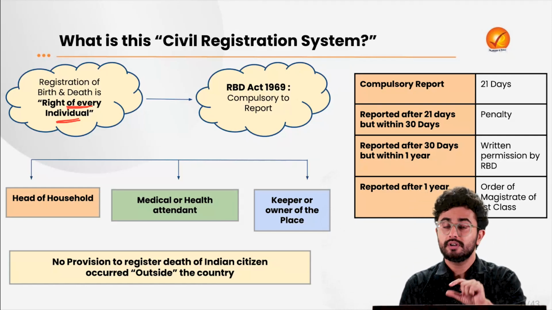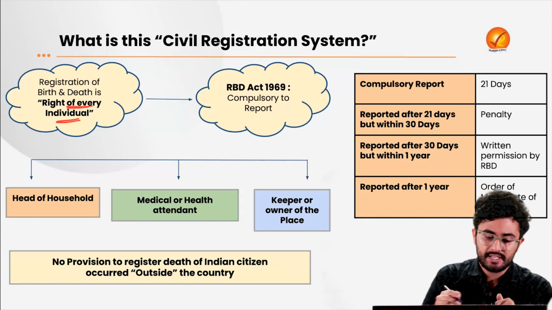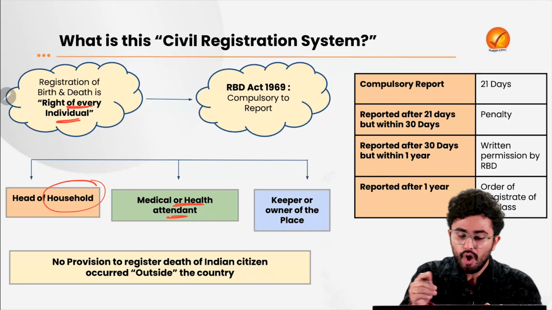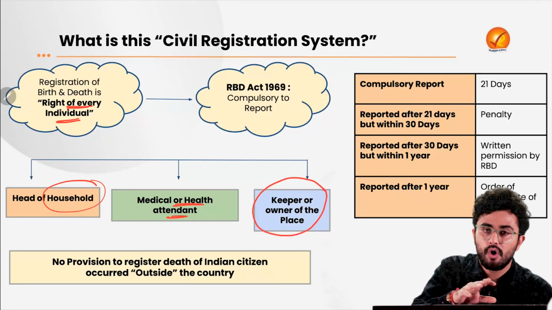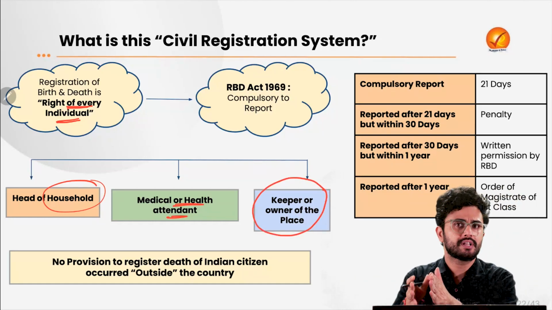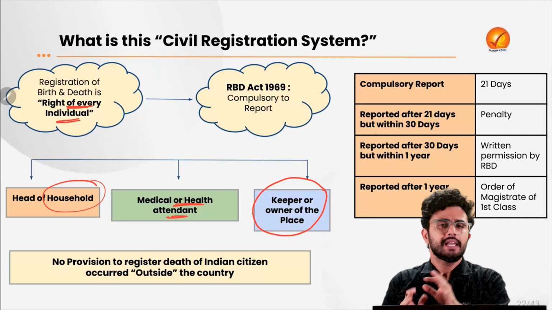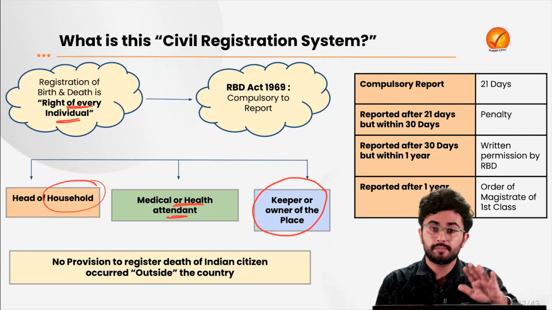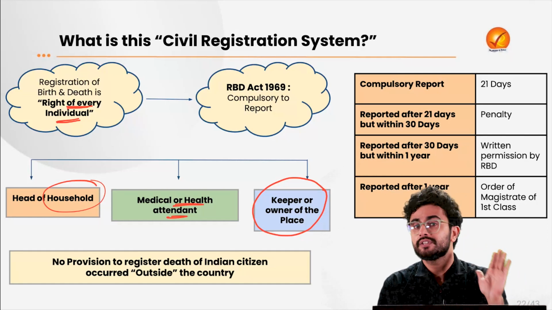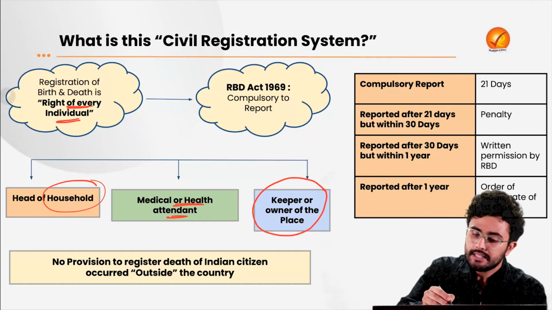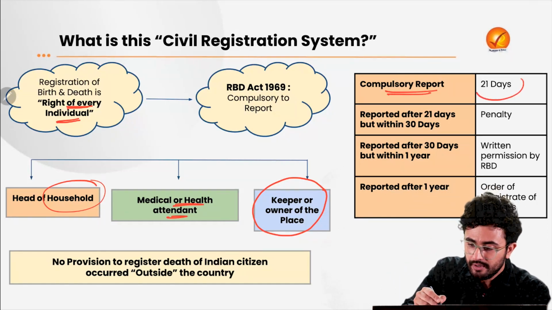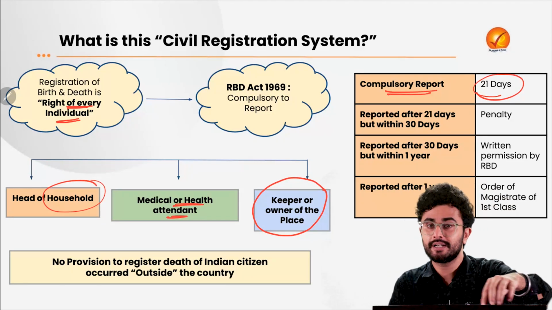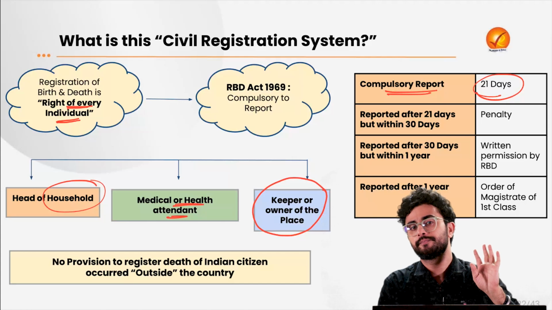Which are these stakeholders who can go and report? For example, the head of the household, the medical or health attendant, the keeper or owner of that place, or, for example, that particular hospital. Is there any timeline under which you should compulsorily report such birth, death, or infant mortality which is taking place? Yes, absolutely. Such compulsory reports shall be filed or submitted within 21 days. To whom? To the Registrar of Birth and Death in that particular region.